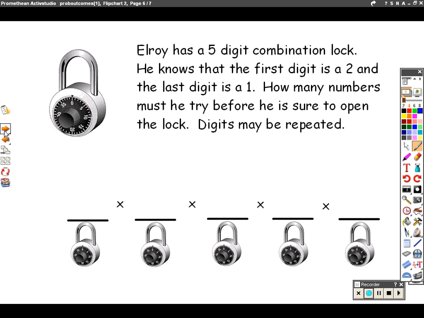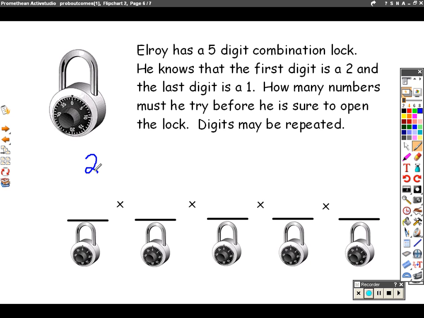Okay, another one. So you think it's really easy to pick a lock. Elroy has a 5-digit locker combination. Now you're lucky because your locker combination only has 3. But he has 5 digits to remember, and boy, sometimes we can't remember the 3. He knows that the first digit is 2, so I'm going to go ahead and fill this in.